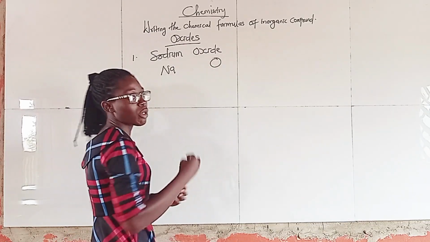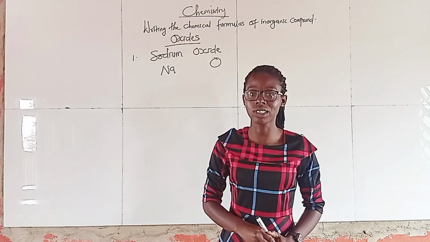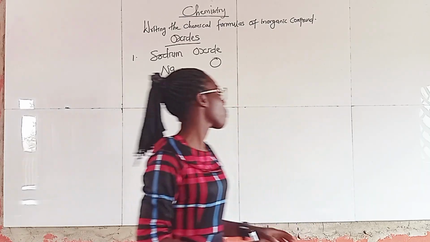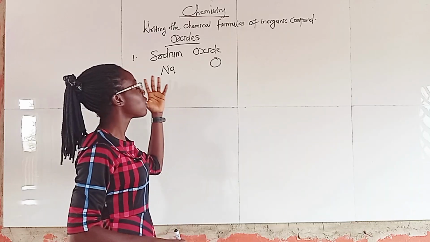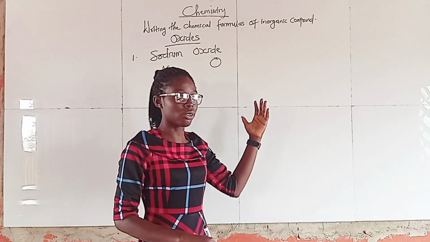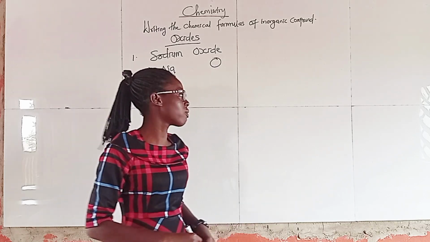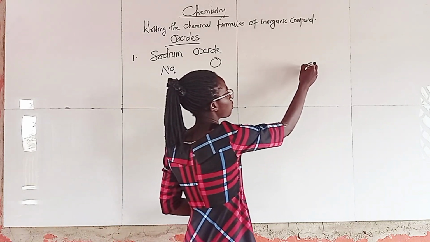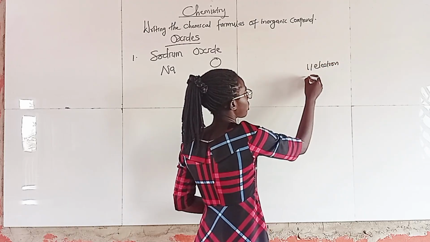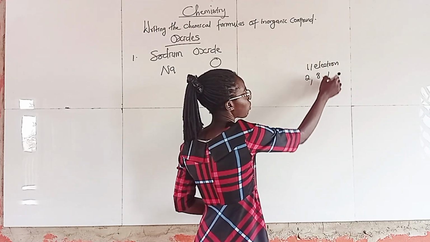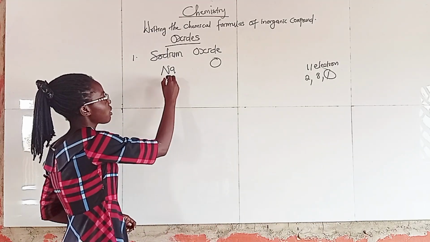After writing out the chemical symbols of the elements making up the oxide, we write down their valency. What's the valency of sodium? The valency of sodium is 1. How do you know the valency of metals? Sodium is a metal. The valence electron is equal to its valency. Sodium has 11 electrons, so the first row we have 2, 8, and then 1. 1 is the valence electron, so 1 is equal to its valency.